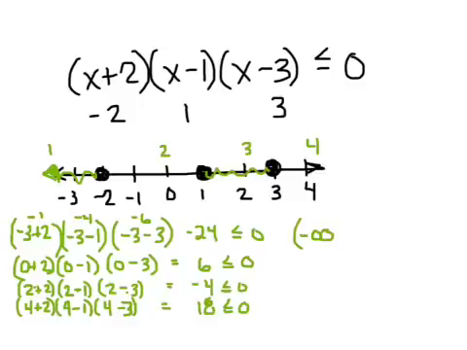Negative infinity, because it goes all the way to the left, up to -2 with a bracket. Then I use a symbol called a U. A U is short for union. That's where you have 2 or more pieces together. That's how you write it if you have more than one piece. And then 1 to 3.